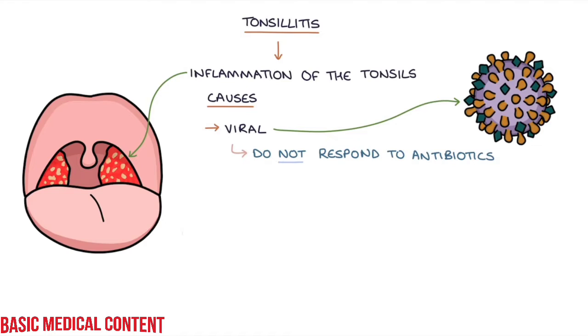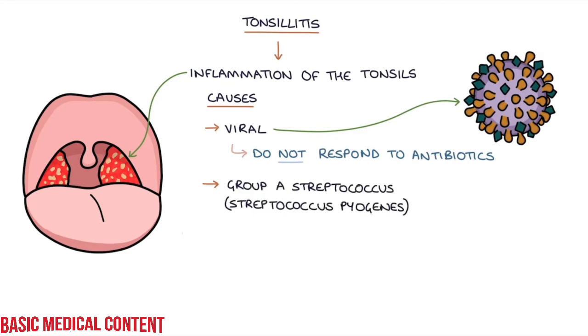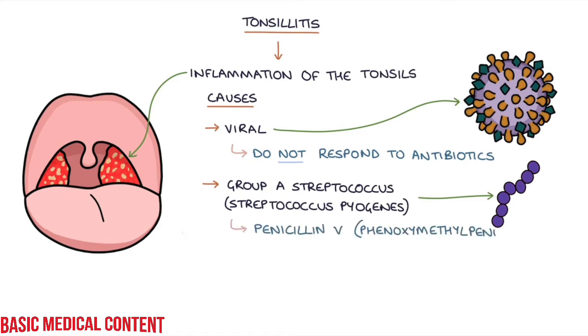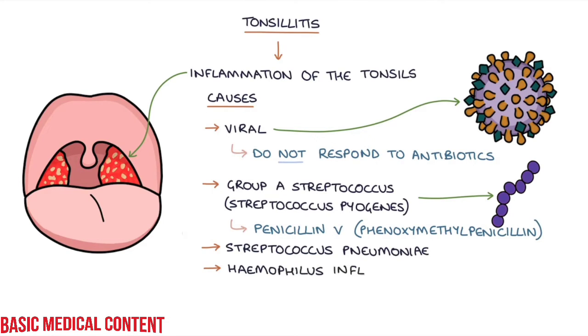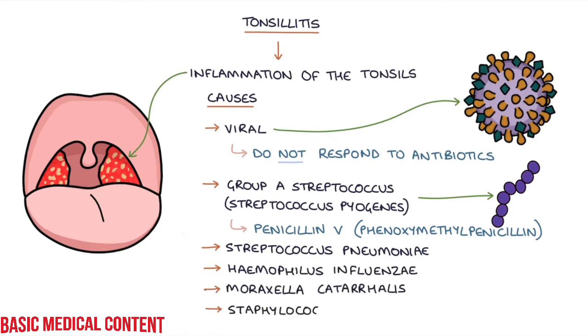The most common cause of bacterial tonsillitis is group A streptococcus or Streptococcus pyogenes. This can be effectively treated with penicillin V or phenoxymethylpenicillin. The second most common bacterial cause of tonsillitis is Streptococcus pneumoniae. Other causes are Haemophilus influenzae, Moraxella catarrhalis, and Staphylococcus aureus.